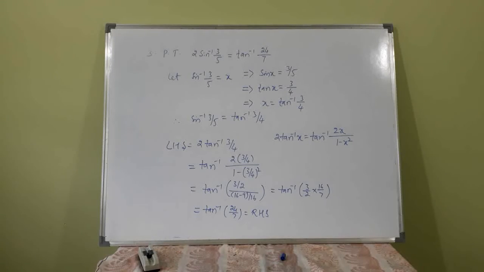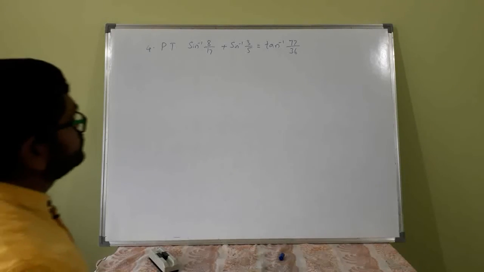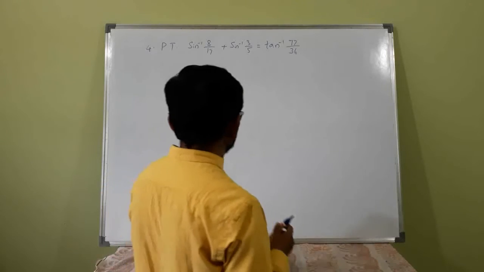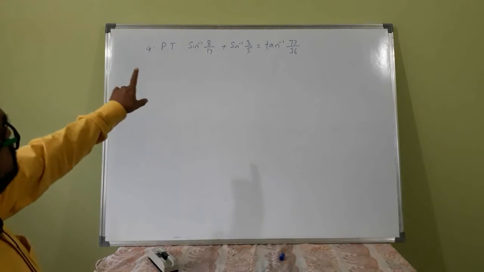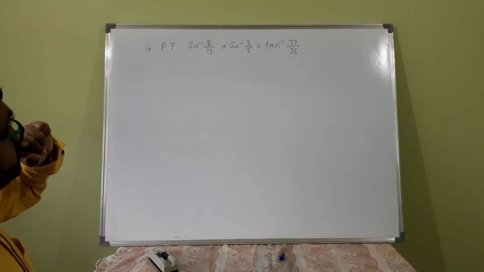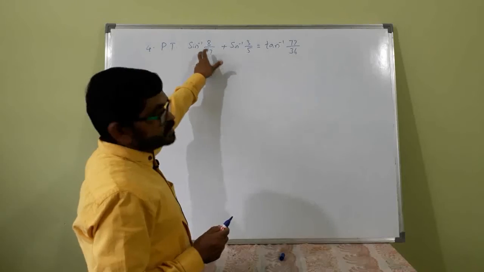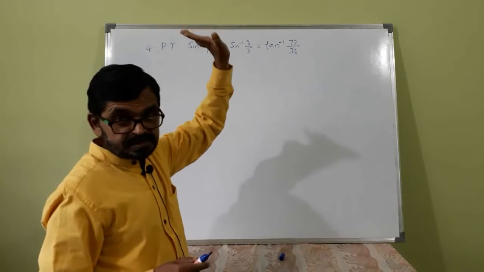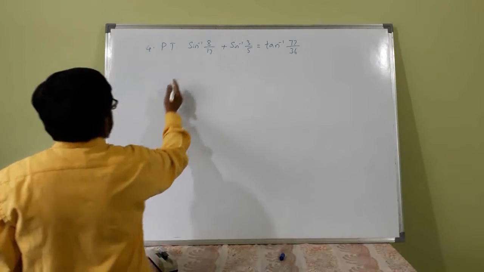Okay, prove that sin inverse 8 by 17 plus sin inverse 3 by 5 is equal to tan inverse 77 by 36. Let us consider the LHS part only. We have to express sin inverse as tan inverse, as in the earlier case. I hope you know that.